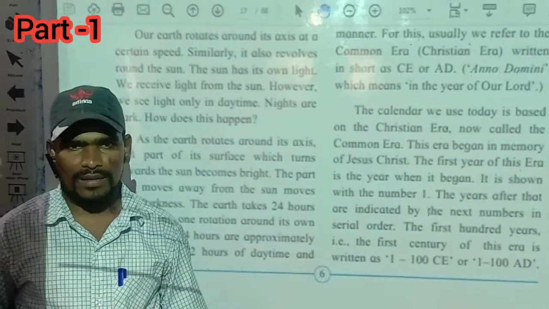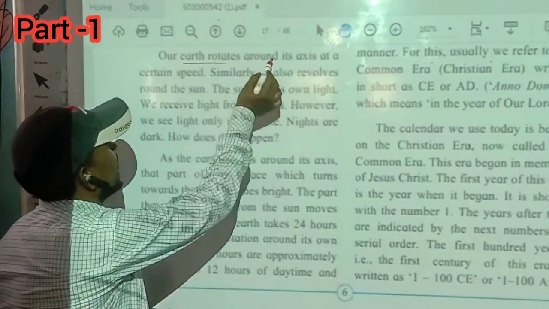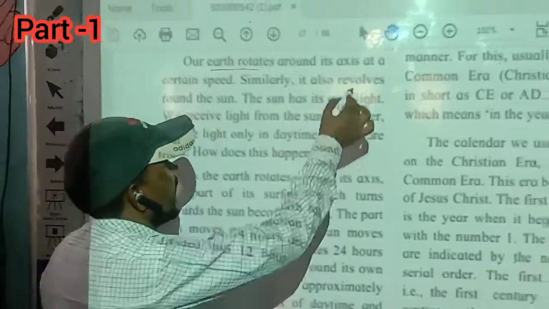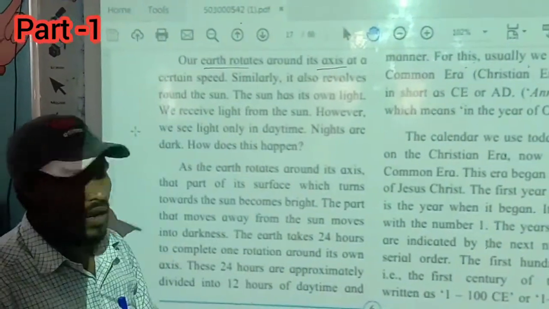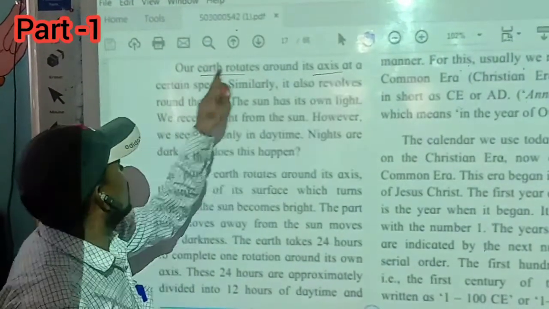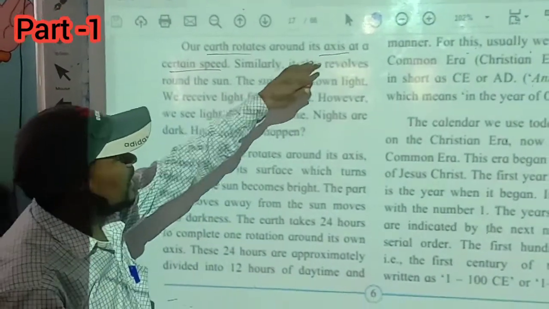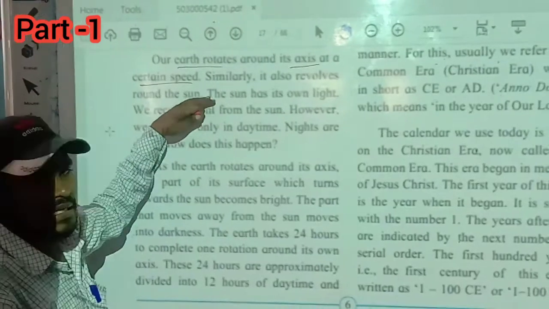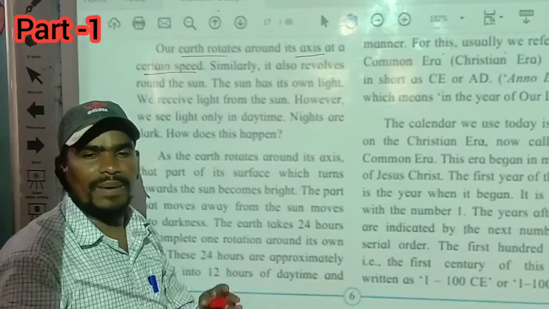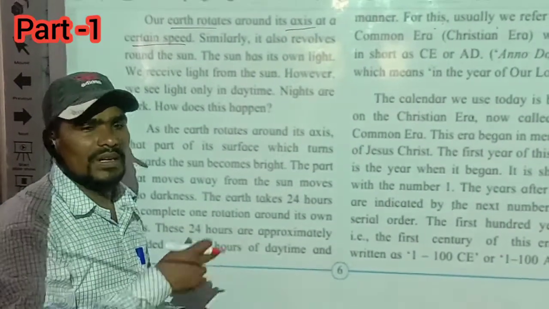My dear friend, in my previous video, I explained that our Earth rotates around its axis at a certain speed. Axis is an imaginary middle line. Similarly, it also revolves around the sun. Our Earth spins on itself and also goes around the sun.